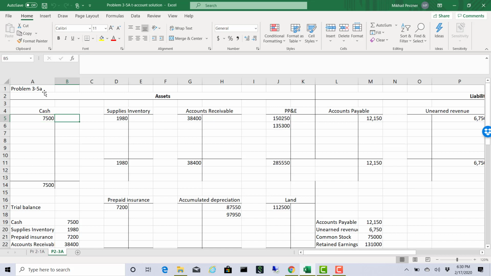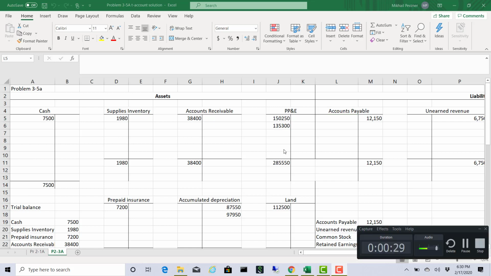What you should have done, if you're, in this one I use T accounts, I simply put those account balances into the actual T accounts, right? By now, this should be pretty automatic, right? So we have cash, which was $7,500. It's a debit account. Accounts receivable, 38.4 here. Prepaid insurance, 7,200. Supplies inventory, which is an asset account, 1980.